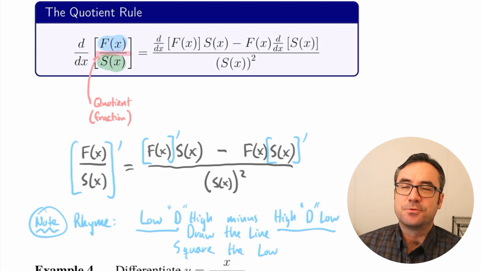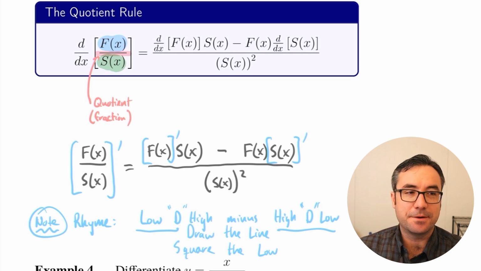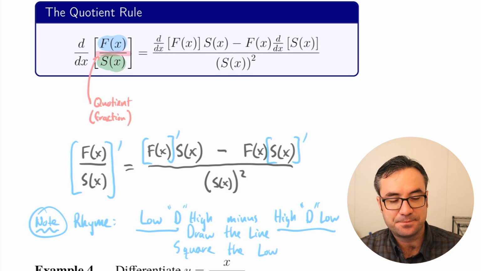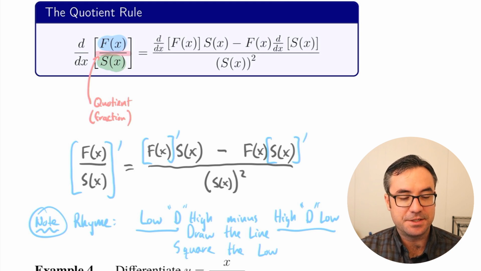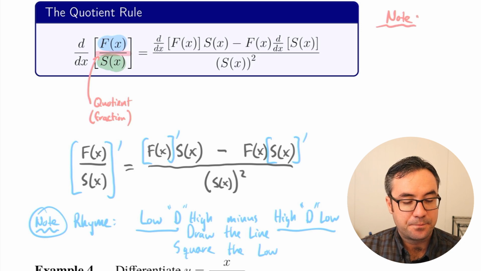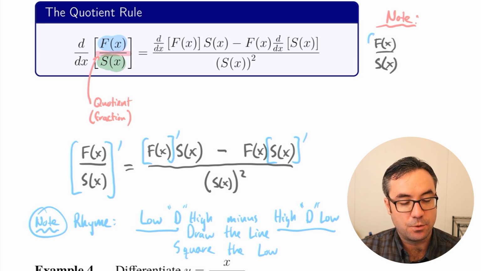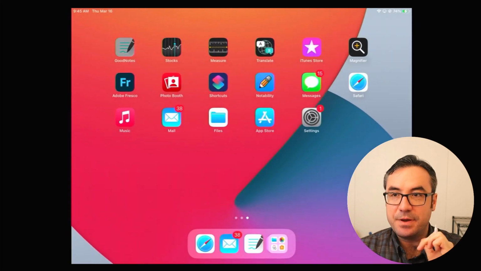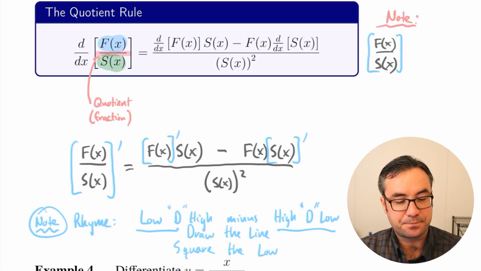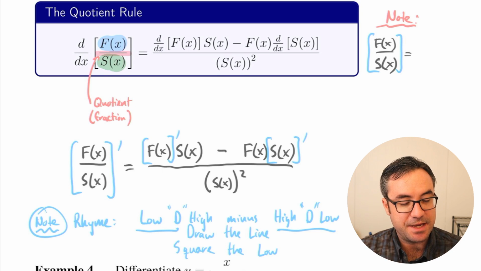And so the quotient rule also comes with a similar warning. It's very tempting, but wrong, to say that if we have a fraction, f of x divided by s of x, and we want to differentiate this whole quotient, it would be very tempting to say that it's the derivative of just the top function divided by the derivative of just the bottom function.